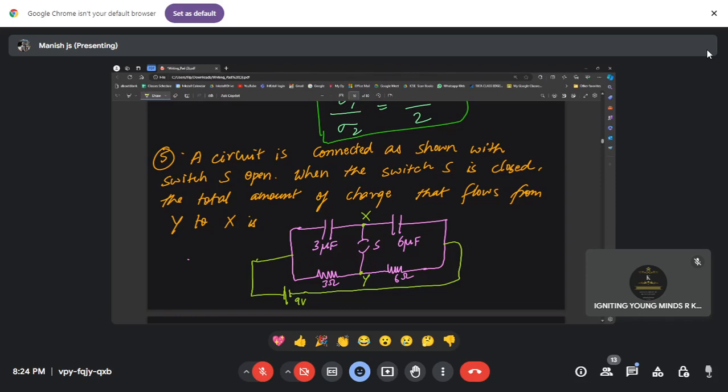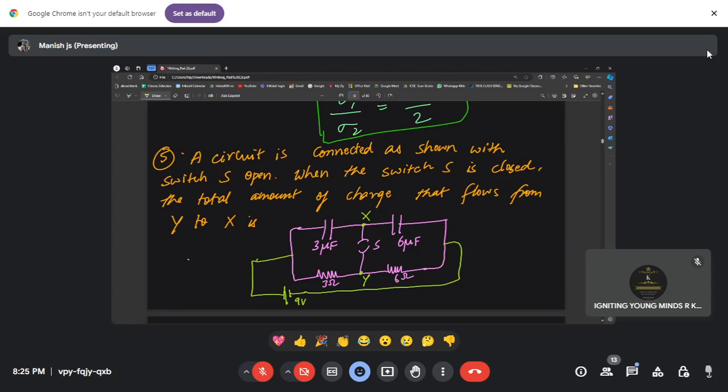You can see that there are two capacitors in series combination, and that entire combination of two capacitors is connected in parallel with two resistors in series of 3 and 6 ohms. Okay, and this combination is connected to a 9-volt battery as shown, and X and Y are 2 points in between, which is connected with a switch.